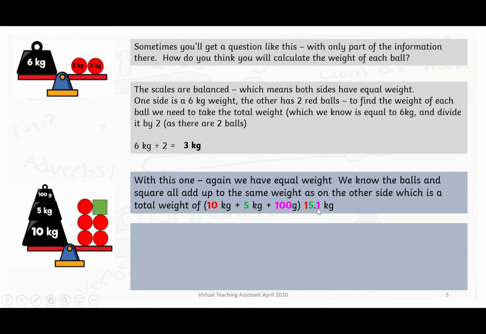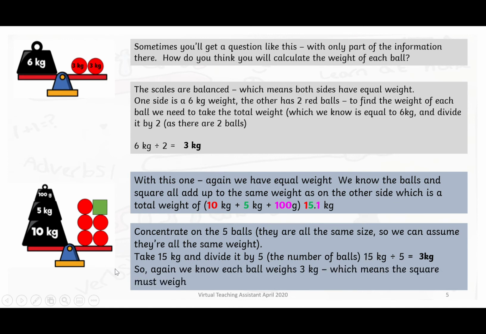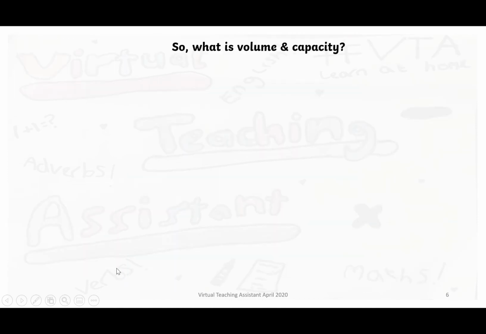So it's 15.1 kilograms. Now I know that in my 5 times table I'm looking at, because there's 5 balls. So let's have a look. I've got the 15 kilograms here and I'm going to divide it by 5 because that's the number of balls I've got. So it's 3 kilograms, which means that if each ball weighs 3 kilograms, the square must weigh 100 grams.